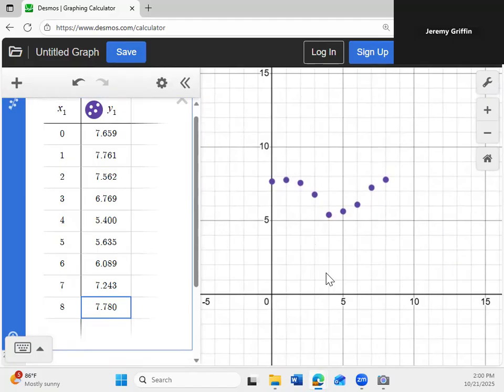Now, I need to come up with some kind of polynomial that could fit that set of points. Here's where it takes a little imagination on your part. You ask, what kind of curve do I think would fit? You can come up with different curves and play around with it a little bit. How many of you think a straight line would represent that data pretty well?